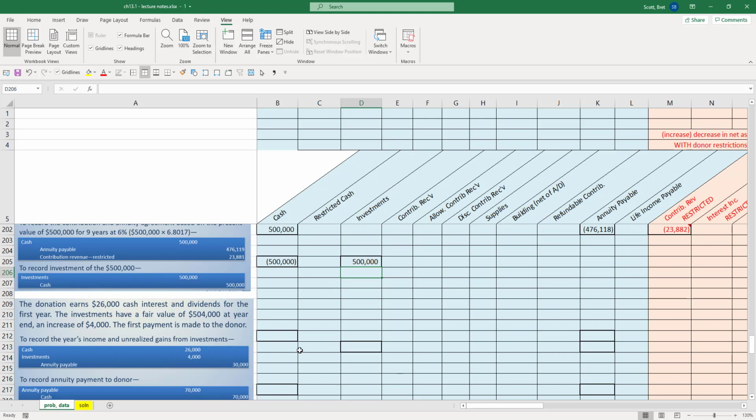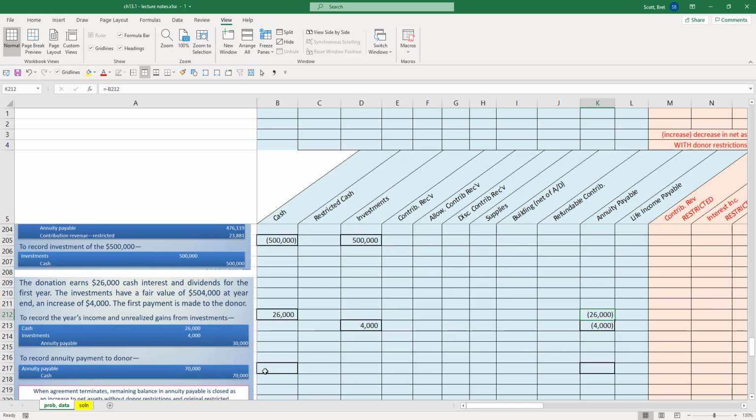So I'm going to sort of show this in two steps. First, we get 26,000, and we're going to show that as essentially part of this annuity payable. We owe that money to the person that's going to get paid out. Then we also acknowledge that there's an increase of 4,000 to the investment account. That is also to the benefit of the person who's getting the payout. So there's the 30,000 right here.